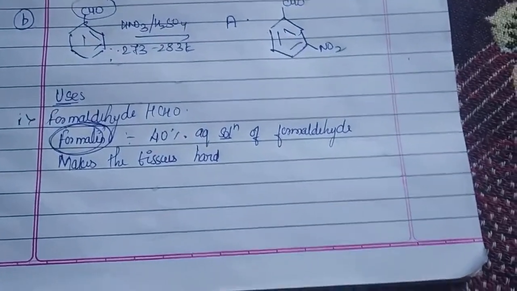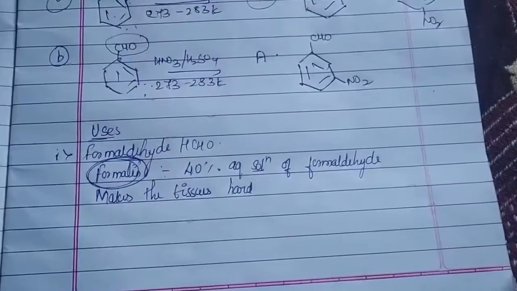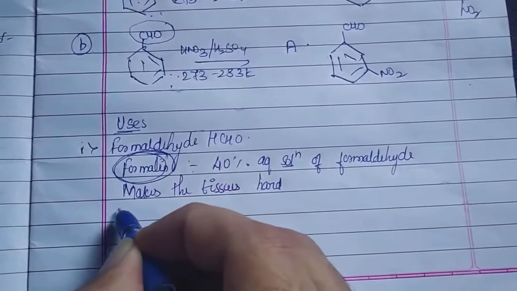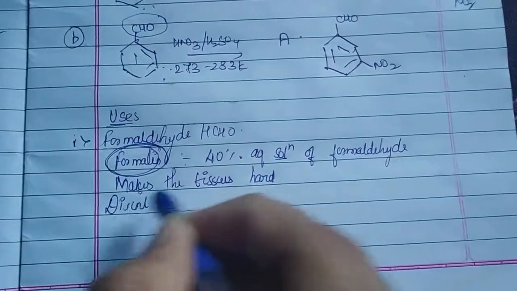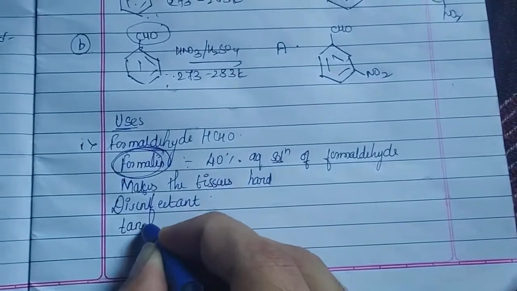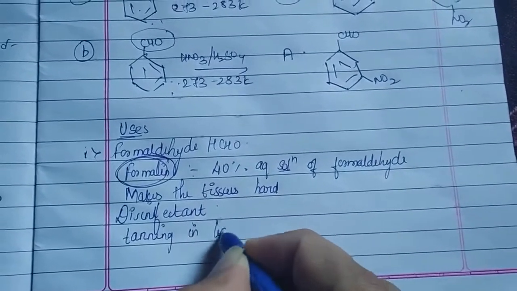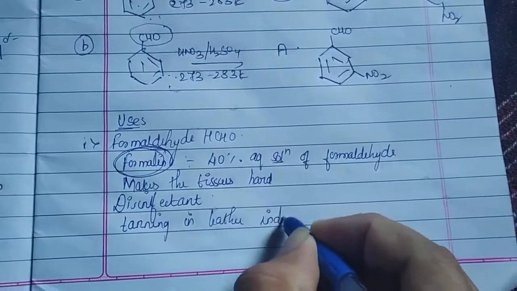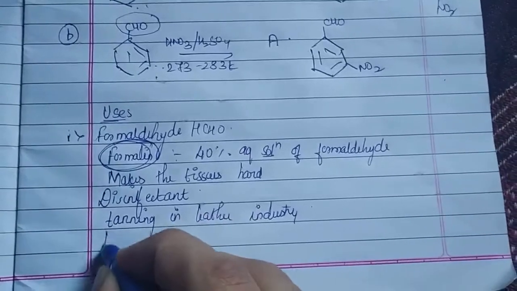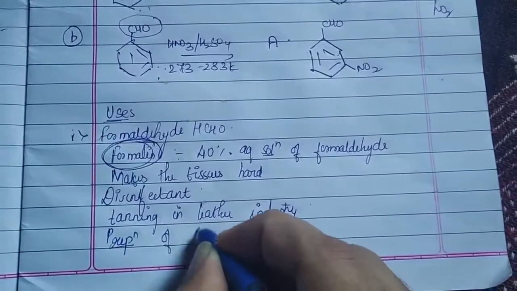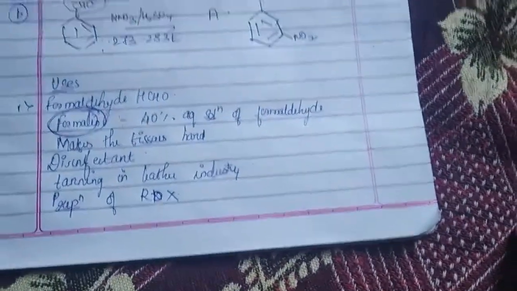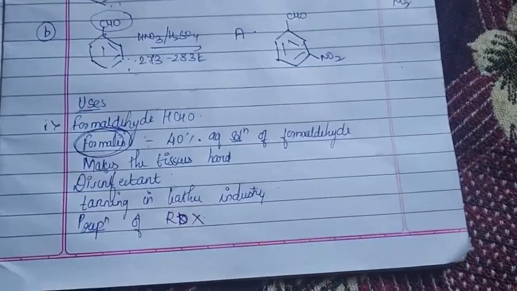So that is the reason we mainly use formalin as a preservative for biological and anatomical specimens. Similarly, formaldehyde is also an antibacterial agent. It can be used as a disinfectant, and also for tanning in the leather industry. But one of my favorites is that it is used in the manufacture of RDX. The same RDX which is one of the dangerous explosives. So in the preparation of RDX, formaldehyde plays a vital role.